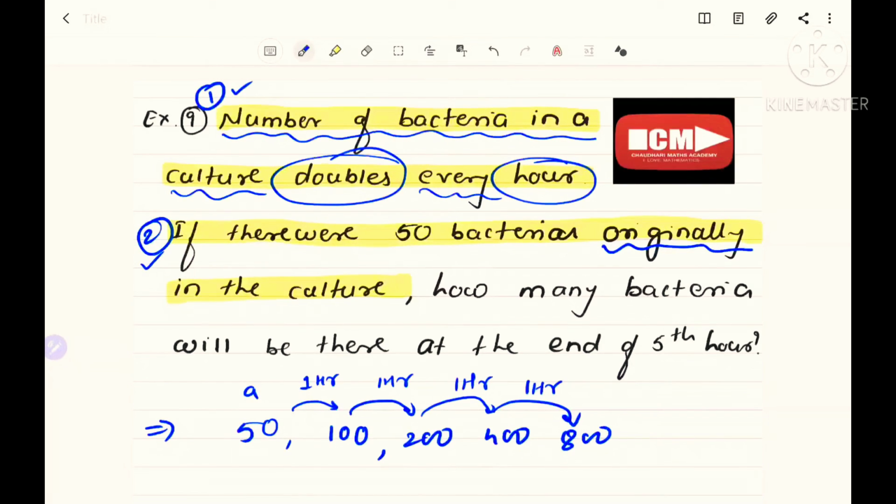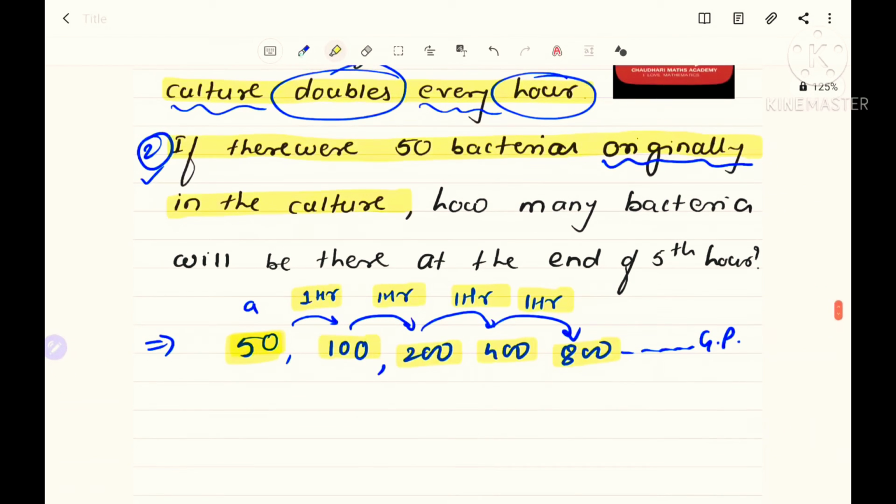So if you observe, this entire thing is in geometric progression. The growth in the bacteria represents a geometric progression. The reason is quite simple. Initially there were only 50 bacteria, but after every 1 hour, what is happening? After every 1 hour, the number of bacteria doubles itself, right? So this 50 becomes 100, 100 becomes 200, 200 becomes 400, and 400 becomes 800, and ultimately the sequence is in geometric progression.